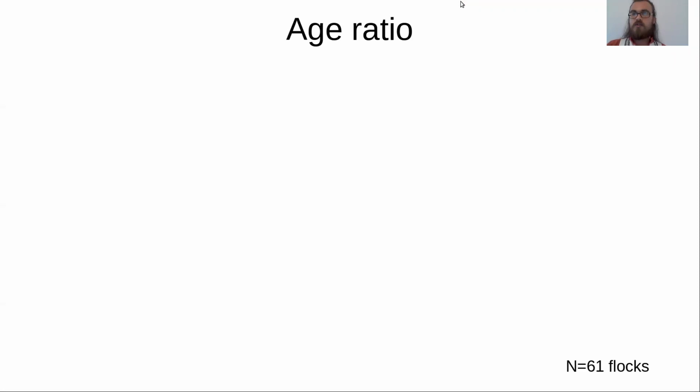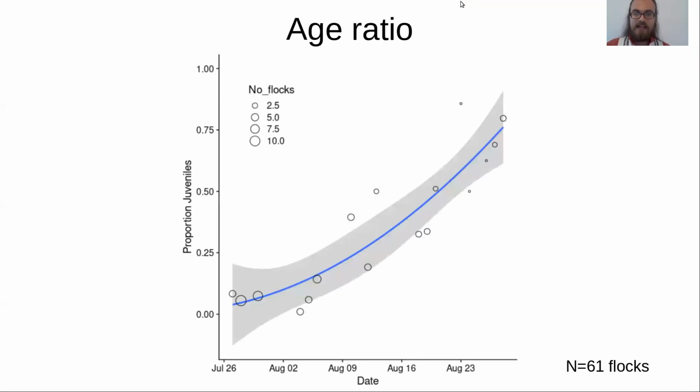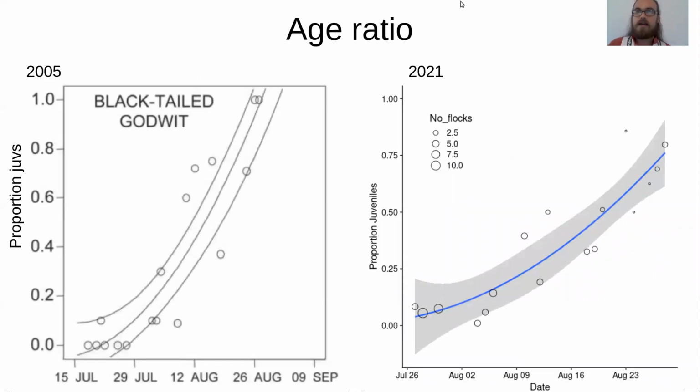Okay, so what does the age ratio look like? Well, as expected, at the beginning of the period, I didn't see many juveniles, and as the autumn progressed, the number of juveniles increased. So this is just showing the daily average of proportion of juveniles in flocks that I saw. And if we compare this with Thomas Gunnarson's work from 2005, the overall pattern is very similar, but perhaps a suggestion that the increase in the proportion of juveniles was a bit slower, suggesting that adults were maybe hanging around a bit later in 2021.